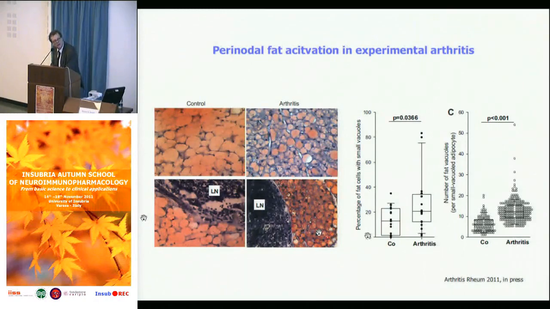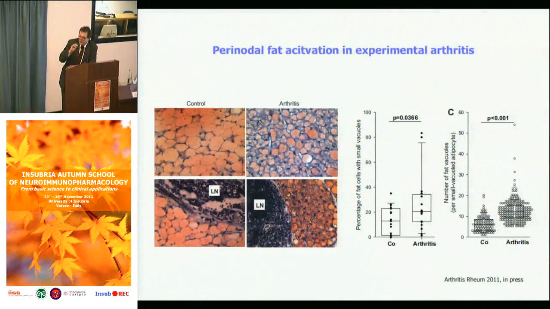Here are the big vacuoles, and here lots of small vacuoles around the lymph node. When you carefully count the percentage of fat cells with small vacuoles, it is higher in arthritis as compared to controls. And when you count the number of fat vacuoles per small-vacuoled adipocyte, using only the small-vacuoled adipocytes, there are more small vacuoles in the arthritic animals compared to the control animals. This is a clear sign of activation, and this activation is made possible by the sympathetic nerve fibers via the beta adrenergic receptors. You don't need to prove this, because this has been shown many, many times. So the repulsion of sympathetic nerve fibers is a starting point for a better activation of the fat tissue, so that the fat tissue releases more free fatty acids that support the inflammatory process.